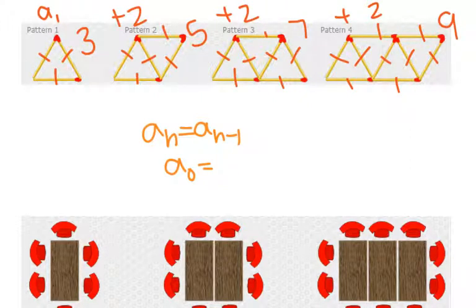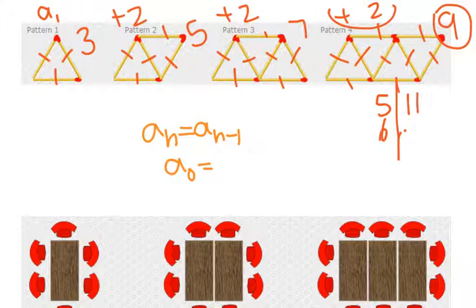So if I was looking for pattern 5 or pattern 6, I take that previous number and I add 2 to it to get 11 and then 13. So that growth, that plus 2, goes right here. So I have a sub n equals a sub n minus 1 plus 2.